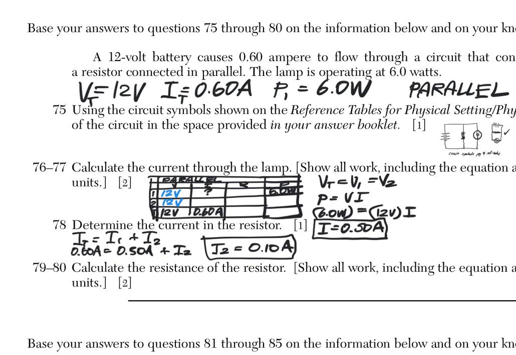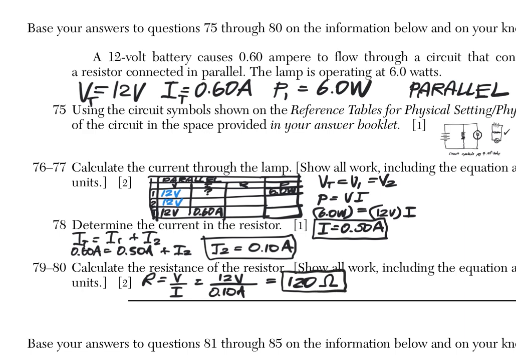Now that I know the current in the resistor and I know the voltage across the resistor, that's V over I, 12 divided by 0.1, and I get 120. And the units for resistance are ohms, the Greek letter omega. You can literally write the word ohms if you're not sure.